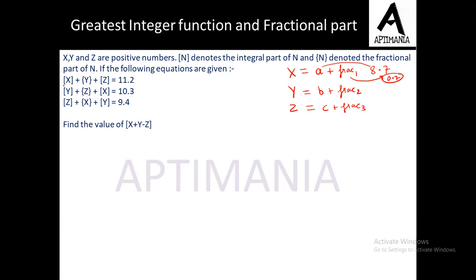Now we know that this is the greatest integer function. This value is an integer, and this value is also an integer, but in the answer we are getting a decimal. That must be because of the fractional part of y. So from here, we can say that the fractional part of y is nothing but 0.2, that is, fraction 2 is 0.2. I am repeating it once again.